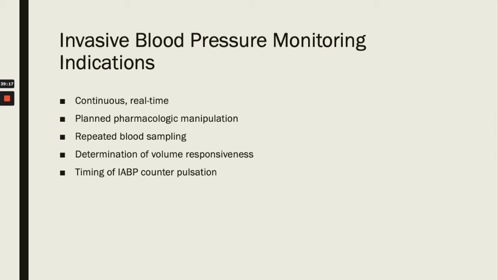Repeated blood sampling. If you know that you're going to be doing a lot of blood draws, an arterial line is great to have. It's also used for the determination of volume responsiveness, and we'll talk about that through SPV and SVV, just being able to determine whether a patient can do a fluid challenge or get some volume on board if they are having swings in their arterial pressures. And the timing of balloon pumps, counterpulsation. So we know that we need to time our balloon with the dicrotic notch in the arterial line.